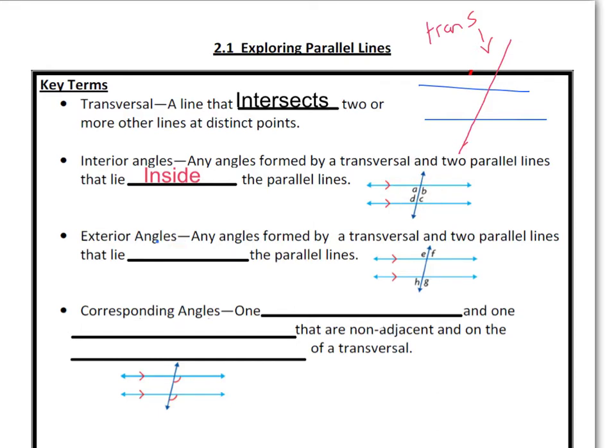What about an exterior angle? It is any angle formed by a transversal, again this is a transversal, and two parallel lines that lies outside the parallel lines. So notice these are the parallel lines and the angles are on the outside here.